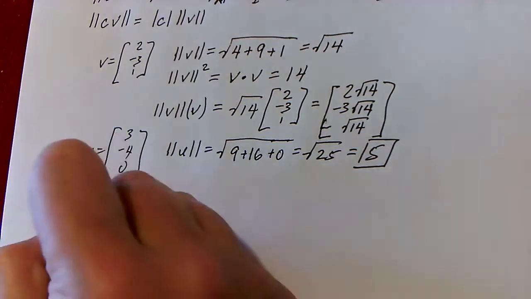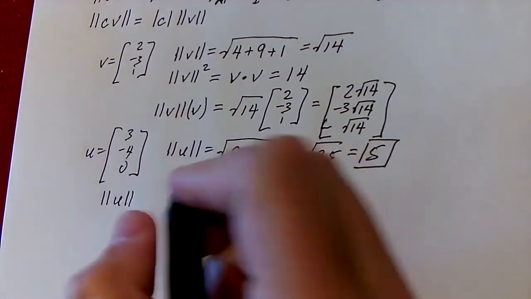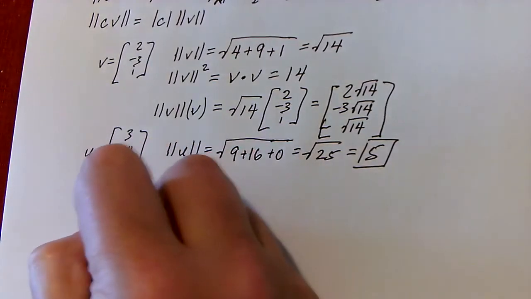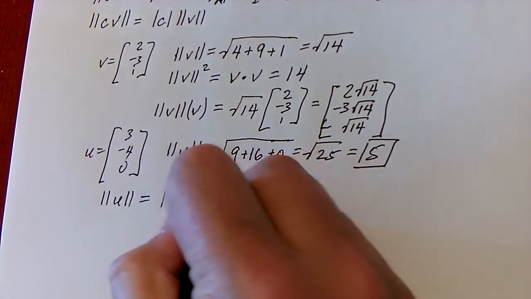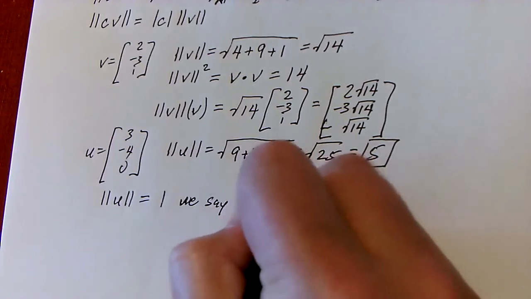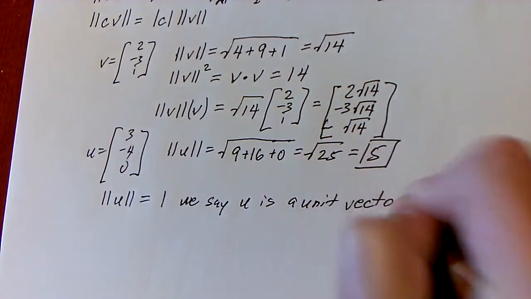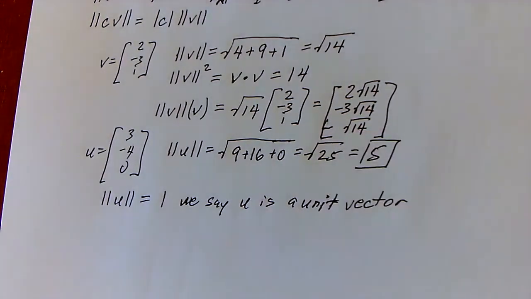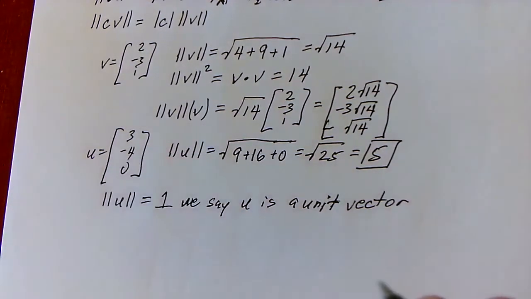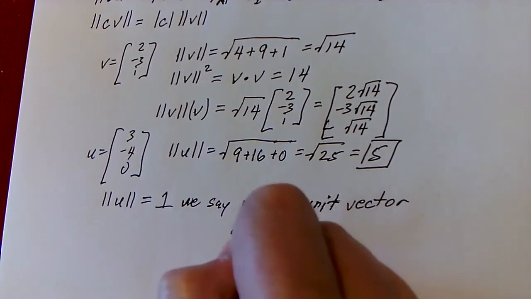So we need to define a couple more terms here, but one specifically. If the norm is equal to 1, we say that the vector u is a unit vector. So anything of length 1, think about the unit circle is the circle that has radius 1. So anything of length 1 is a unit vector. Unit vectors are important. We say a unit vector is normalized.